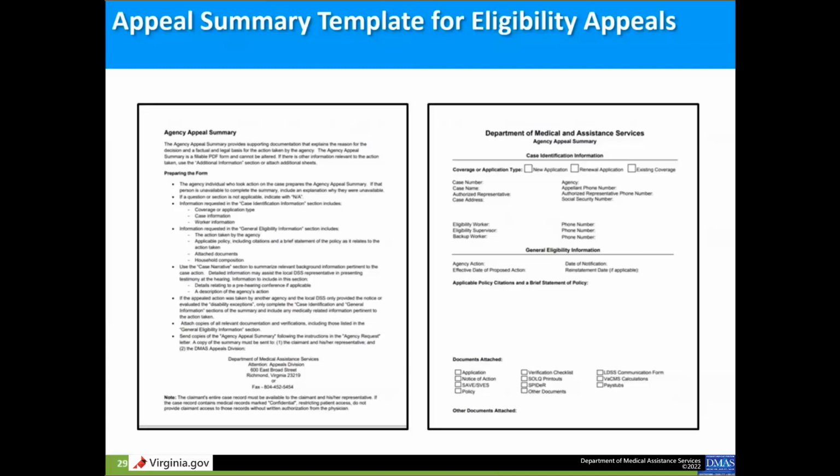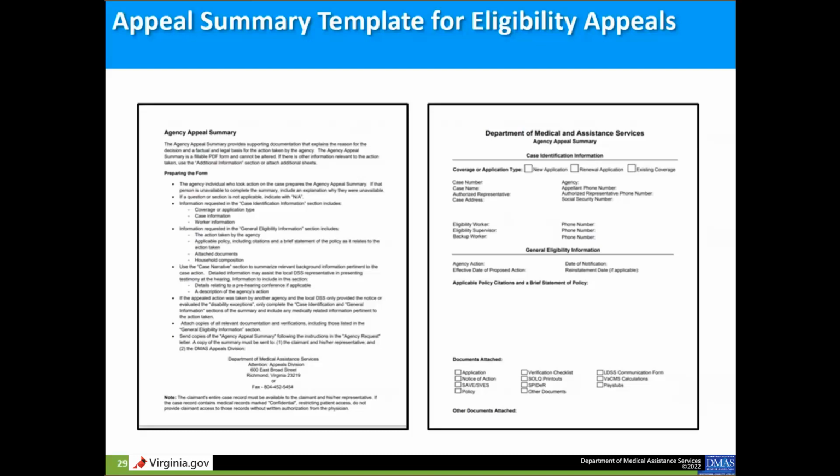Please take note that it's insufficient to state cursory information about the case, such as the date and copy language from the notice of action itself. We've seen that before, and we have to send the summary back to the worker to complete a new summary because that summary did not comply with the appellant's procedural due process rights.